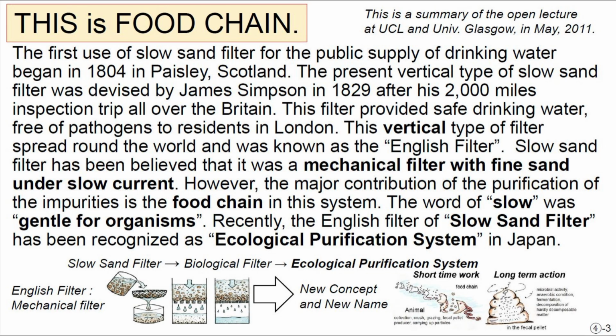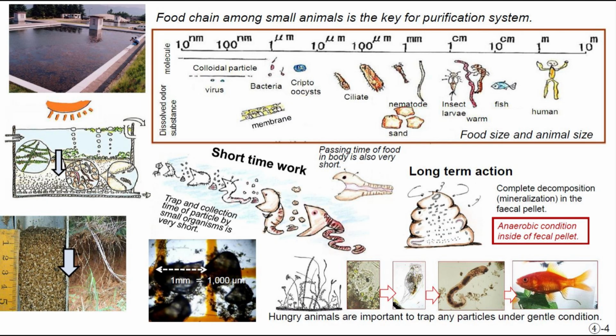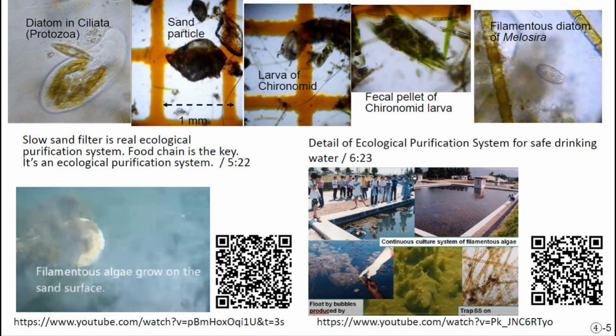The English filter, the slow sand filter, has been recognized as an ecological purification system in Japan. This is a new concept and new name. Food chain among small animals is the key for the purification system. There is short-term work and long-term action in the fecal pellet. Slow sand filter is a real ecological purification system. Food chain is the key.